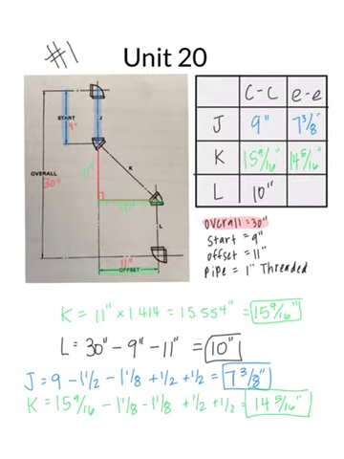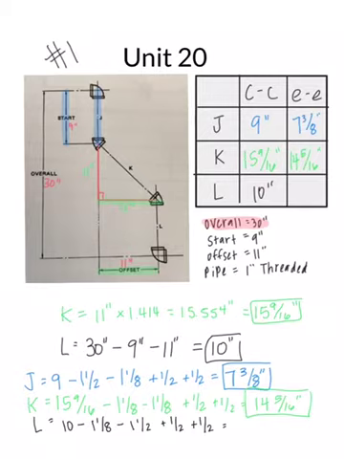And our last one, pipe L. Pipe L is in between a 45 fitting and a 90 fitting, which we already know the takeoffs for those. So 10 inches, take off 1 1/8 for the 45, take off 1 1/2 for the 90, and then add 1/2 inch per fitting.